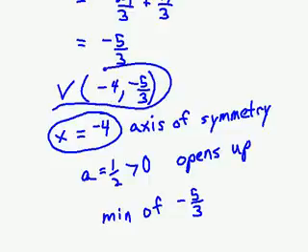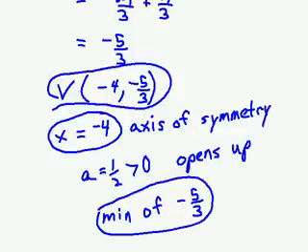So there's the vertex. There's the axis of symmetry, and the minimum is negative 5 thirds.